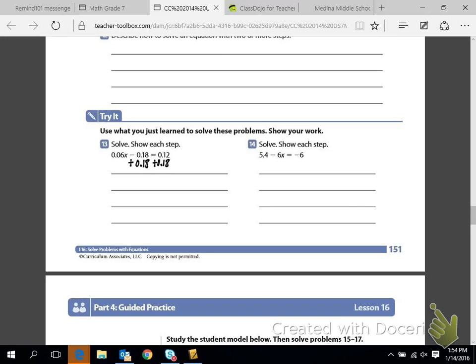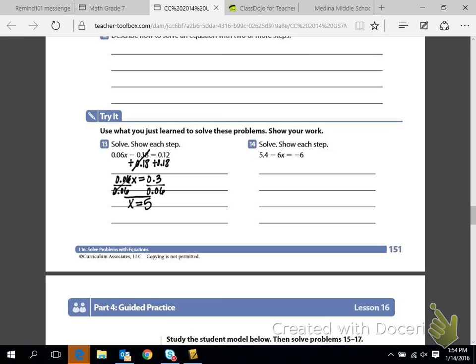Once we do this, we're left with 6/100ths x is equal to, because negative 18/100ths plus 18/100ths is 0, and that will be equal to 3/10. So now we have 6/100ths x equal to 3/10. We now need to divide by the coefficient because we want to undo the multiplication that currently exists. So now we will be left with x is equal to 5.